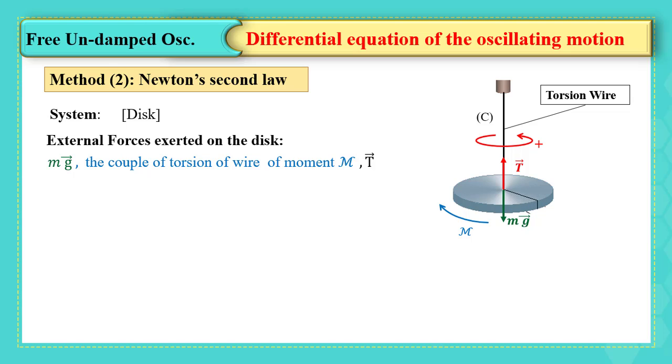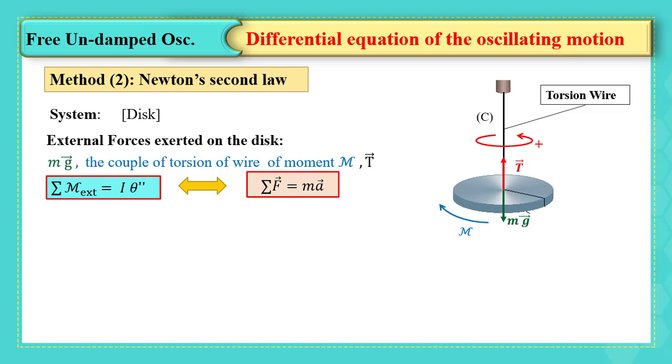You should remember Newton's second law in rotation from last year, which is the sum of moments equals I theta double prime, which is similar to Newton's second law in translation, but instead of F, we have the moment of the force, and instead of m, we have the moment of inertia I, and instead of acceleration, we are talking about the angular acceleration.